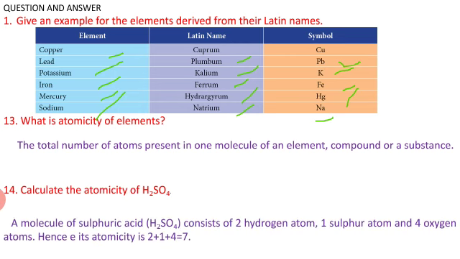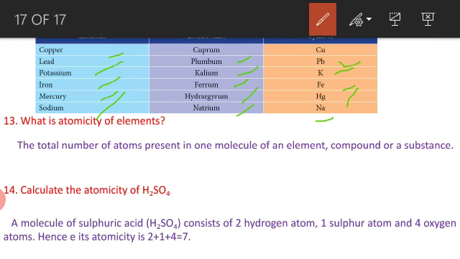H2SO4. You see, the molecule of sulfuric acid, H2SO4, consists of 2 hydrogen, 1 sulfur, 4 oxygen. So totally atomicity is 2 plus 1 plus 4. Totally 7. 7 is the atomicity of H2SO4. This is the sulfuric acid.